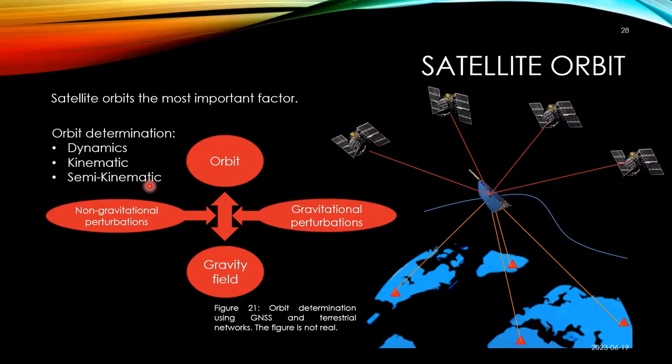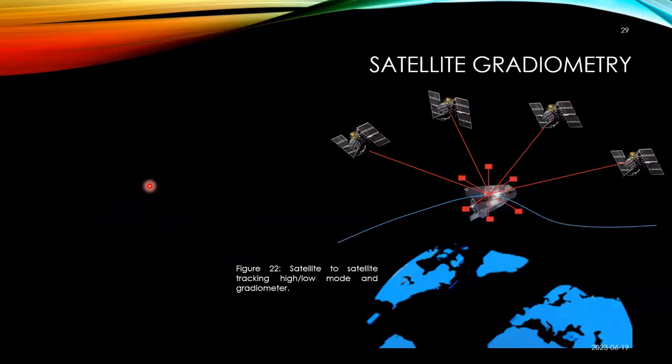So the orbit is the first measurement, I would say, that was used for modeling the gravity field for a long time. Another technique is to use an instrument which is called a gradiometer.